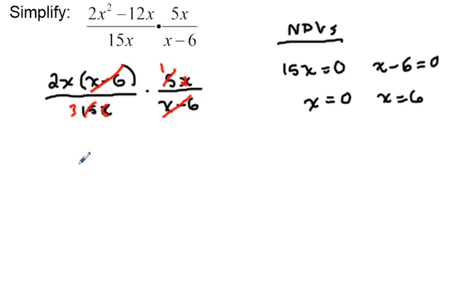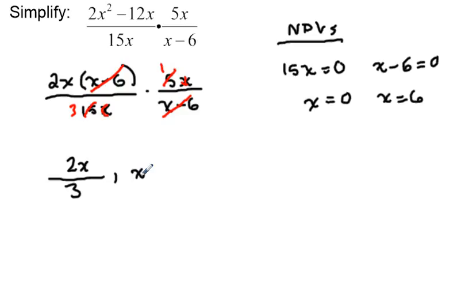Once I do that, let's write down what I have left here. I've got a 2x left up top. The x minus 6 canceled, the 5 canceled, and that canceled. Those are gone. The 15 became 3 in the denominator. The x is gone. The x minus 6 is gone. So my final expression here is 2x divided by 3.